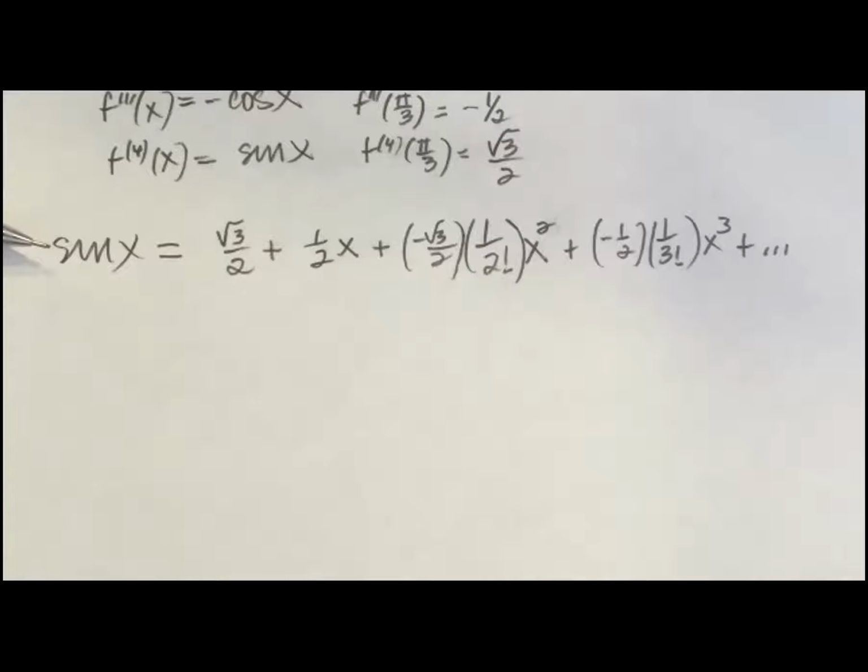So how are we going to check that we got it right? Maybe we graph sine, and then we graph our polynomial, and they should agree. They should certainly agree at pi over 3. So let's do that.